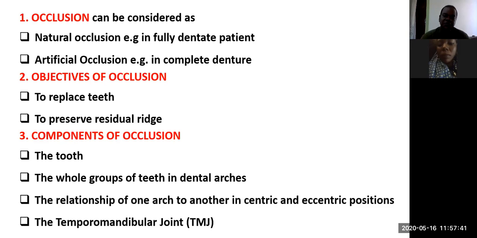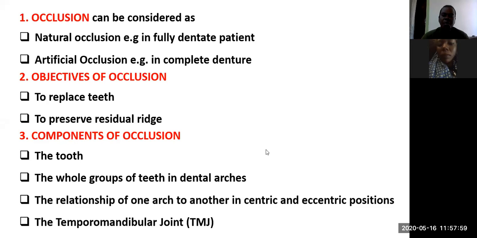And what are the objectives of occlusion? The objective of occlusion is to replace teeth and to preserve the residual ridge. These are the two main ones. There are more.